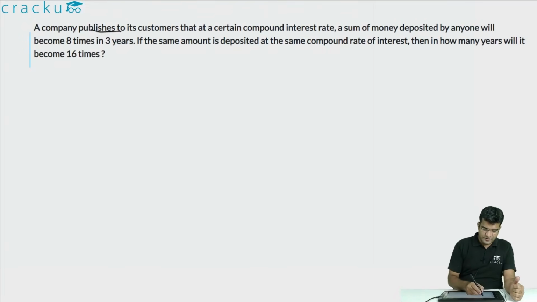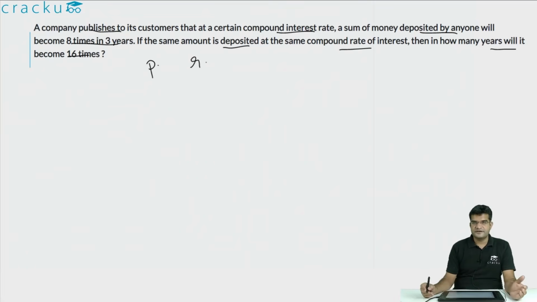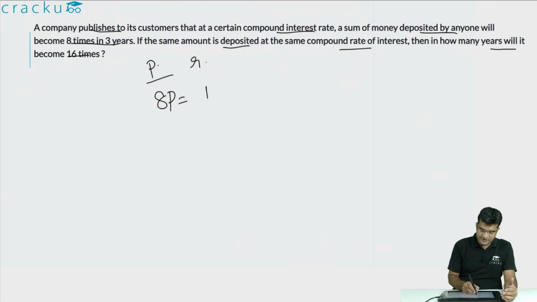In this question, we are told that a company publishes to its customers that at a certain compound interest rate, a sum of money deposited by anyone will become 8 times in 3 years. Now, if the same amount is deposited at the same compound interest rate, after how many years will it become 16 times? So let us assume that the initial principal is P and the rate of interest is R. So the information tells us that at the end of 3 years, the amount becomes equal to 8P. That is, 8P is equal to P into (1 plus R by 100) whole cube.